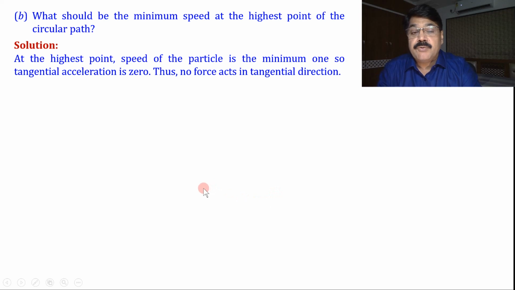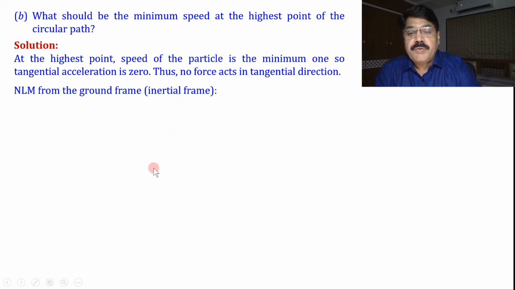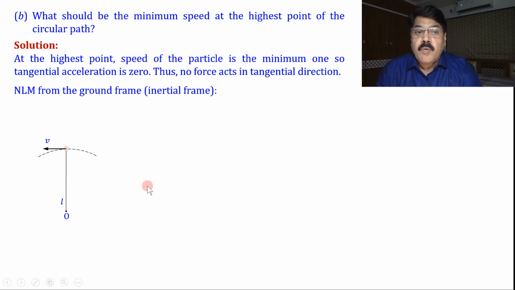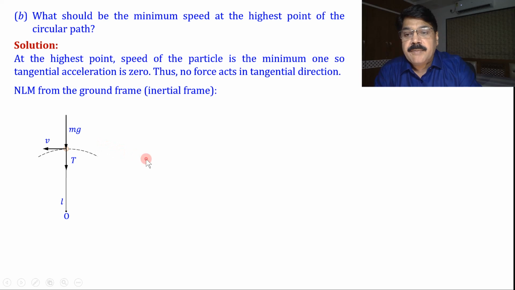Now we are in a position to apply Newton's law, NLM from the ground frame or inertial frame. So we can see all the forces acting here. That is, we are assuming the ball at the highest point, and we are assuming some speed, and let us see what will be the minimum value of this speed. So mg will act downward and tension T, and the kinetic diagram will be m a_n. And what will be a_n? v square by L. So we can write equation only for the normal component, because there is no tangential component. This is the normal direction, and that is the tangential direction.